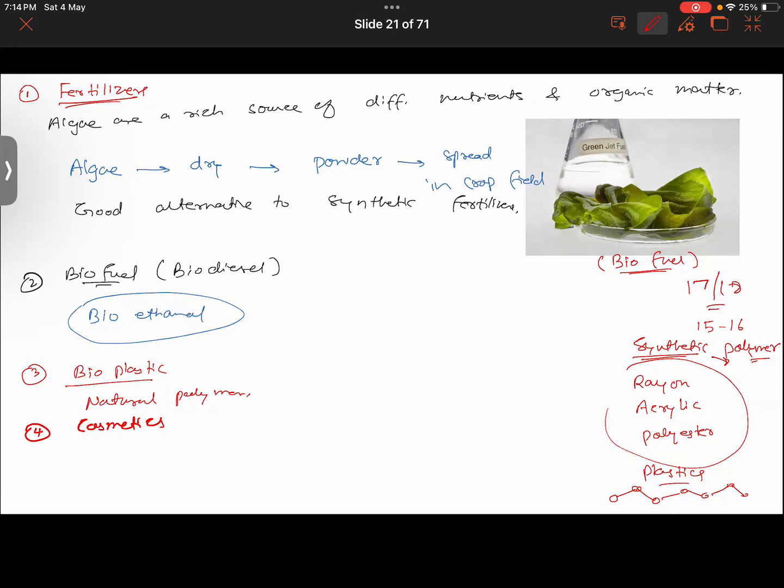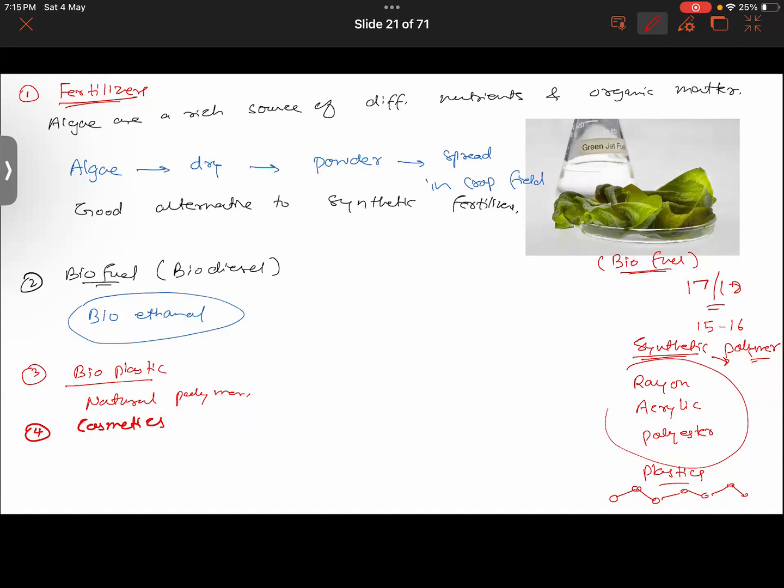Basically, you would be using algae for the same purposes. Algae are used for making the same products as well. It can be used to make products that would prevent the tanning of the skin. It can be used to make sunscreens, antioxidants, and moisturizers.